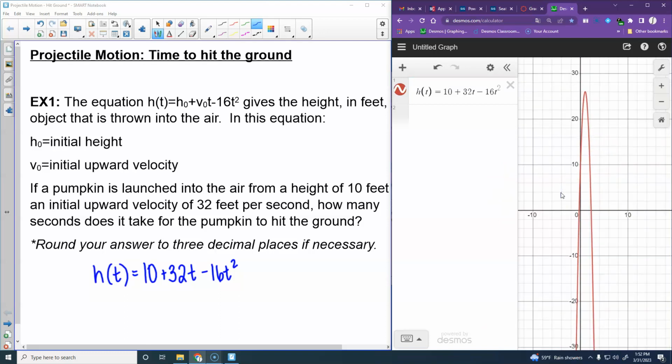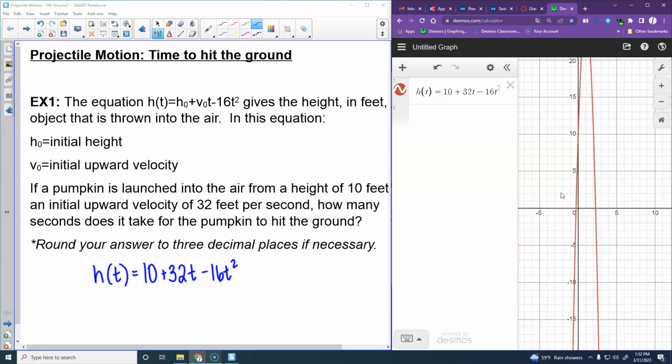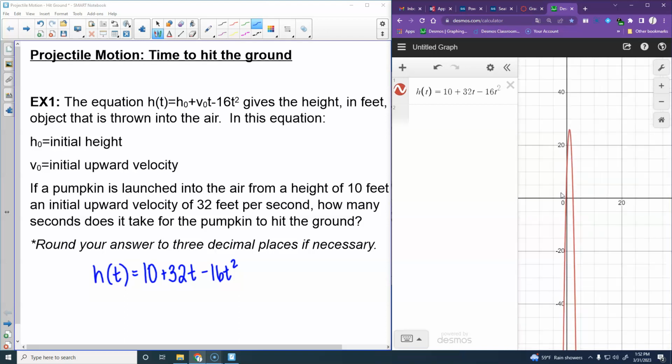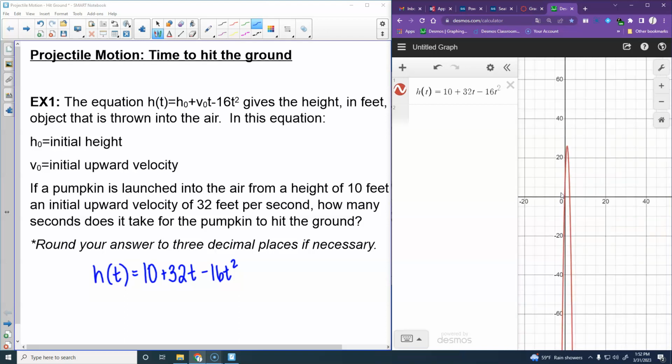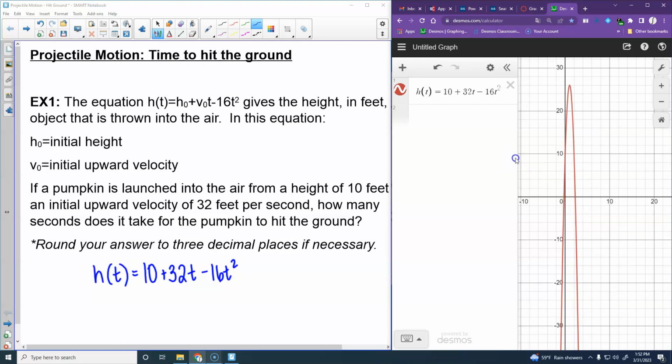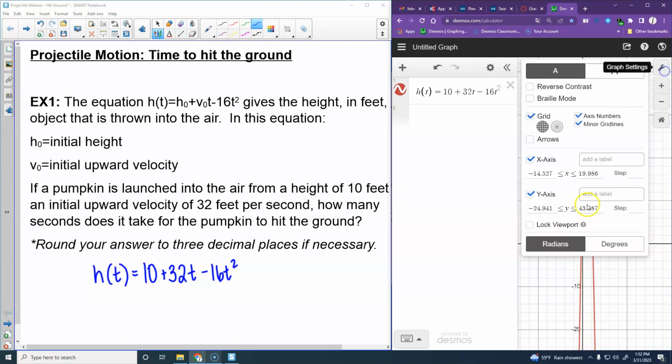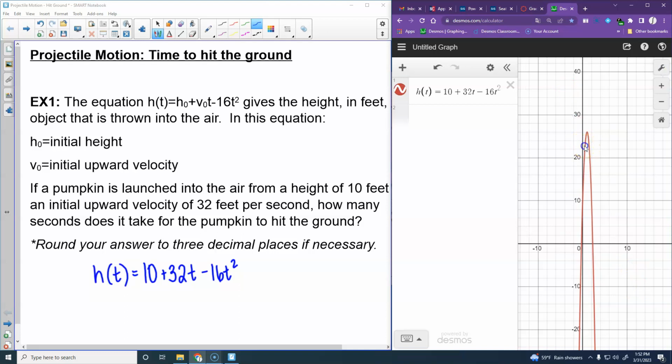And you can zoom in and out. This one's pretty easy to zoom in and out. If you zoom out and it gets super skinny, you can always go over here to the wrench and just adjust your y values. That will help if you do that. But this one you can see well enough. All you really have to be able to do is see that maximum point.